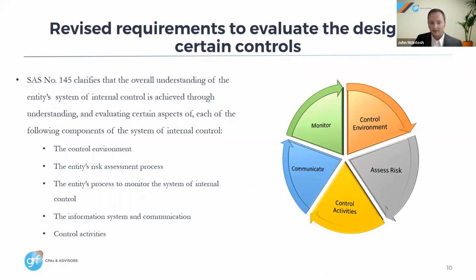SAS 145 clarifies that in order to gain an understanding of an entity's internal controls, the auditor must evaluate certain aspects of each of the following 5 components of the system of internal controls. 1, the control environment. 2, the entity's risk assessment process. 3, the entity's process for monitoring the system of internal controls. 4, the information system and communication process. And finally, 5, the control activities.